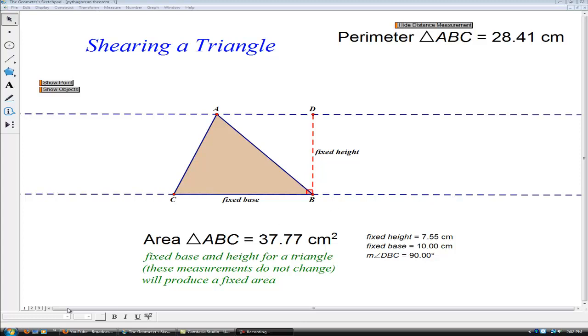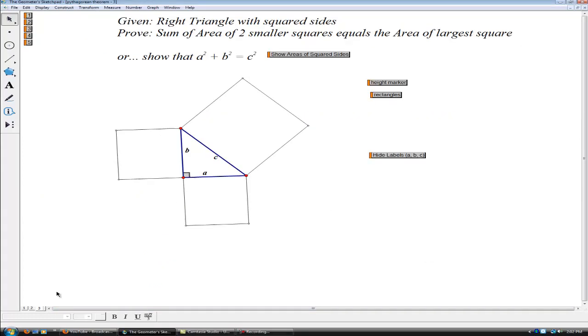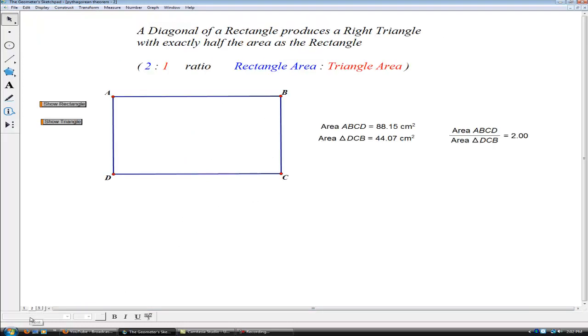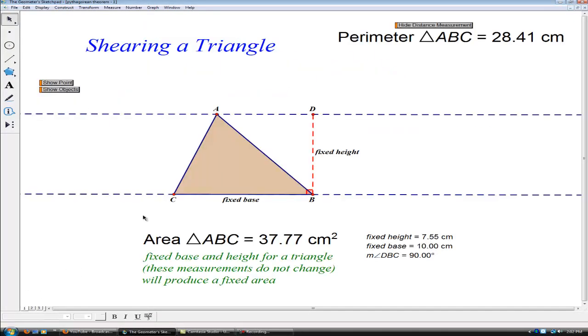This video is going to be a visual proof of the Pythagorean theorem. So we'll get to this slide last. In order to follow along, there are a few other geometric properties we're going to look at. One involves the comparison of a rectangle and a triangle formed from the diagonal of that rectangle. And this is where we're going to really start, by looking at a topic called shearing a triangle.